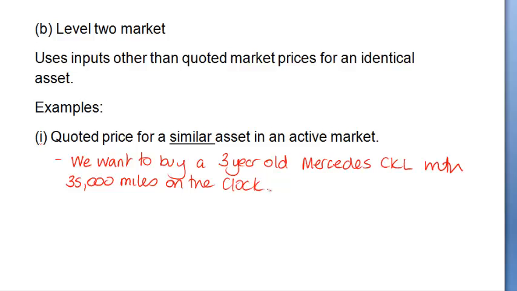So how do you know what's the fair value? Well, what would you do? You would look to see similar transactions for Mercedes of about the same age and about the same mileage. So it's not going to be identical. It might be a slightly different colour. It might have 36,000 miles on the clock instead of 35. It might have 32. It might be 3.5 years old instead of 3. But we're getting a broad picture.